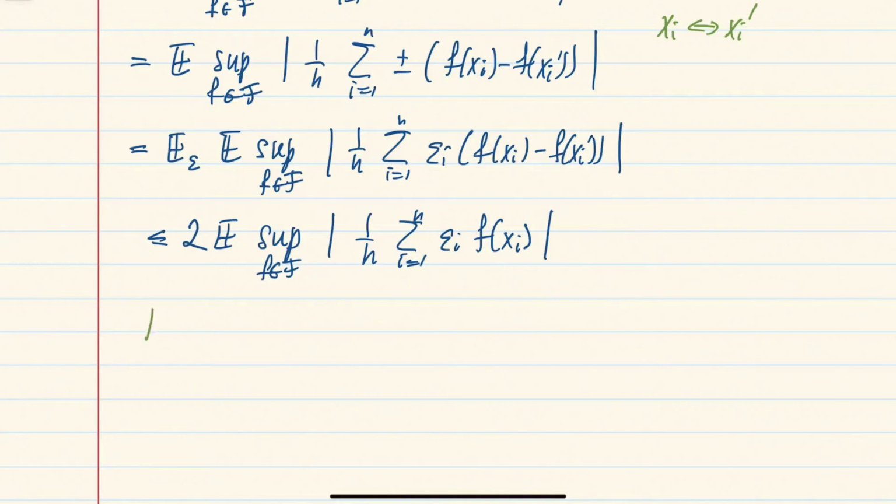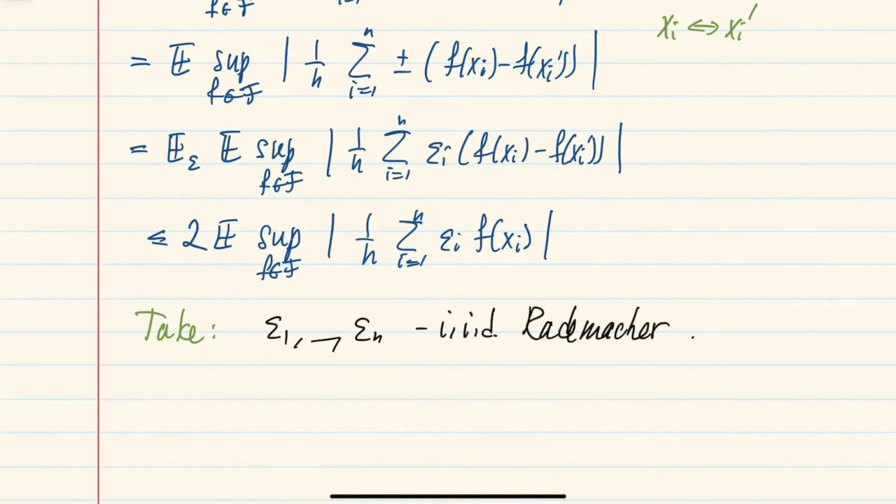But from now on, we will take these epsilon 1, ..., epsilon n to be IID Rademacher random variables, which means that they take value plus and minus 1 with equal probability 1/2. Okay, and this completes the symmetrization step, and we will see later on why introducing these Rademacher random variables is so useful. It will basically be because of Hoeffding's inequality. We have a very good control by Hoeffding's inequality of averages of Rademacher random variables.